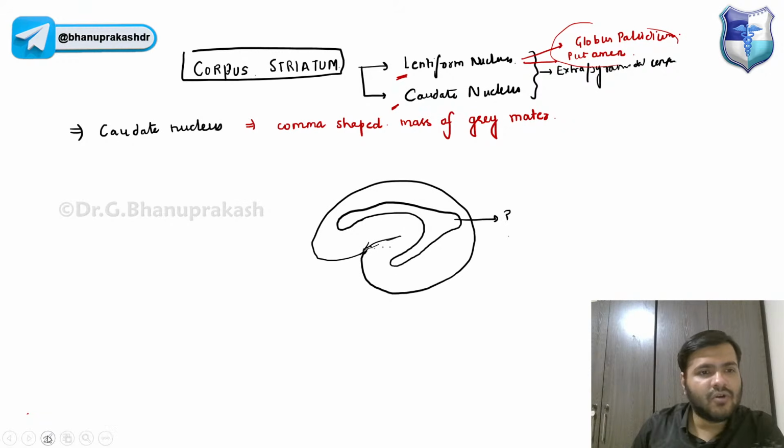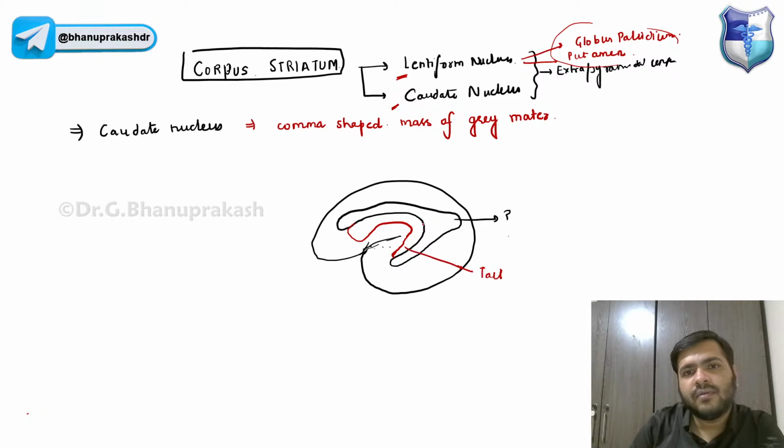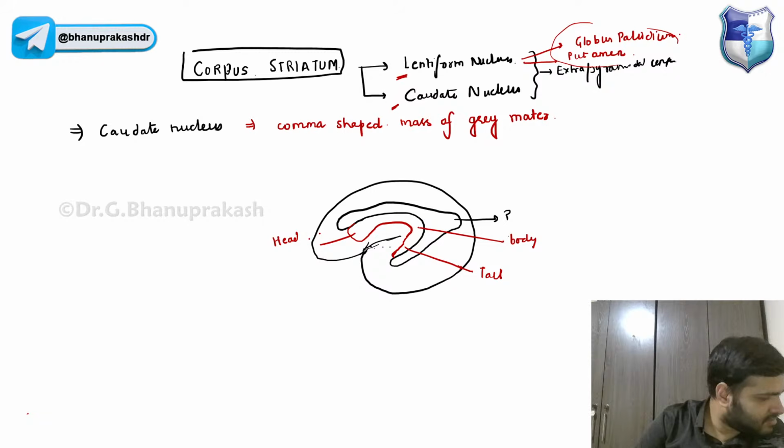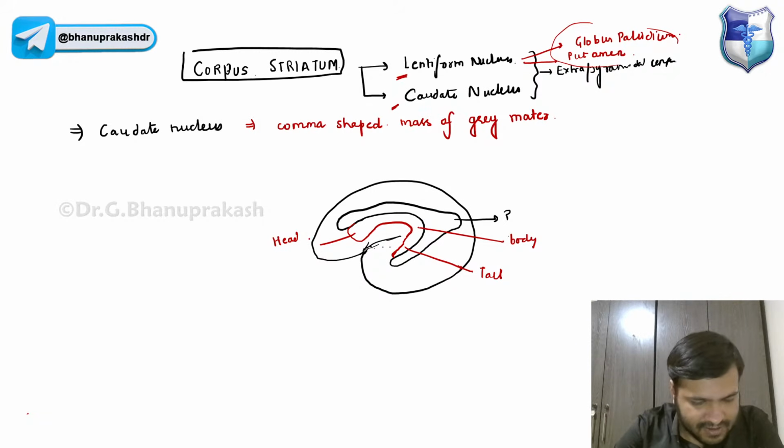Now we have the caudate nucleus over here, guys. It has three parts. First is the head, then we have the body, and the thin part is the tail. So just remember, this is the tail, this is the body of the caudate nucleus, and this is the head of the caudate nucleus. It is not the third ventricle, it is the lateral ventricle.